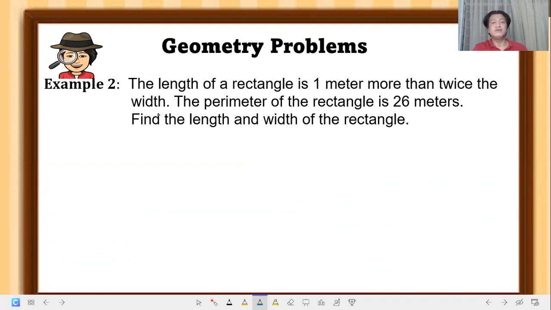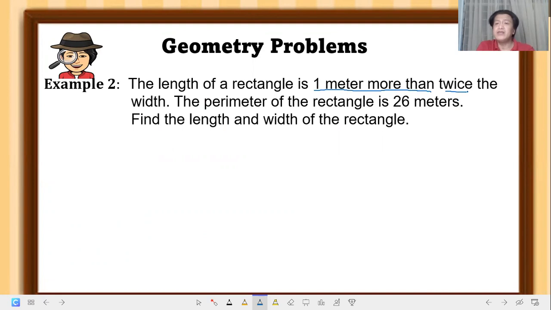Okay, let's have number 2. The length of a rectangle is 1 meter more than twice the width. The perimeter of the rectangle is 26 meters. Find the length and width of a rectangle. Analyze natin. When we say 1 meter more than, that is addition. Ibig sabihin, magdadagdag ka ng 1 meter doon sa twice the width.